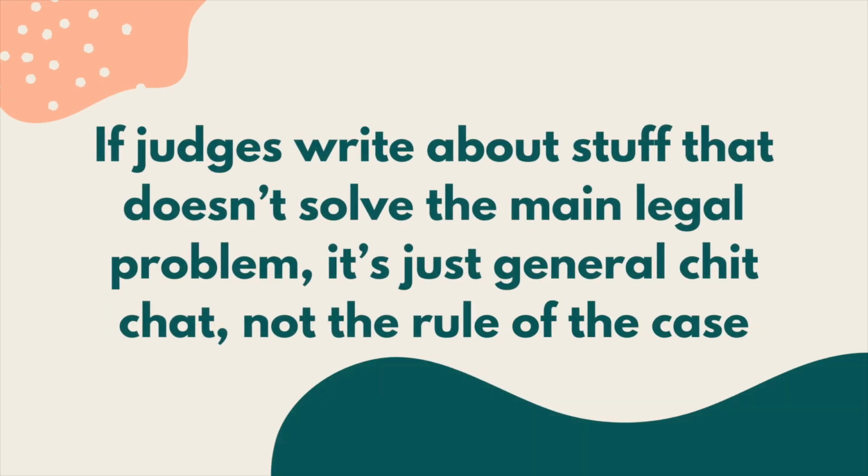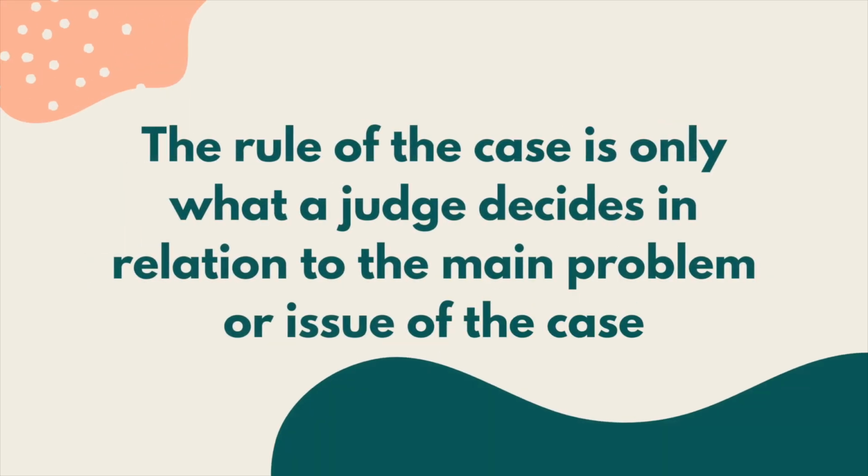In cases, a judge might write a lot about the history of that law or how it applies overseas and other ideas. But if these statements do not solve the main problem in that case, they're just general chit-chat, which is sometimes called obiter dicta. The rule of a case is only what a judge decides in relation to the main problem or issue of the case. So it's the main decision of the case and not the chit-chat.